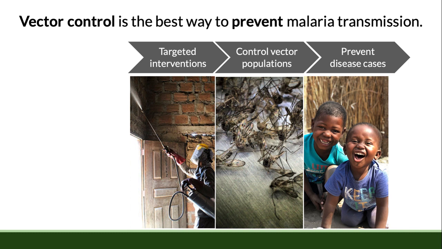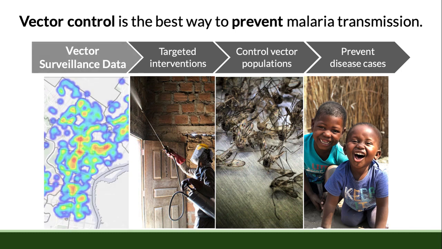You can prevent malaria by controlling vector populations. That means controlling the dangerous mosquitoes that carry the disease. This is done through applying targeted interventions. To apply targeted interventions, you need to know the density, composition, and makeup of the species in an area because different species have different behavior patterns, biting patterns, and are resistant to different insecticides. Gathering this data is called vector surveillance.